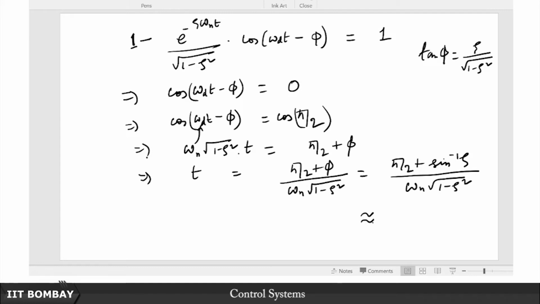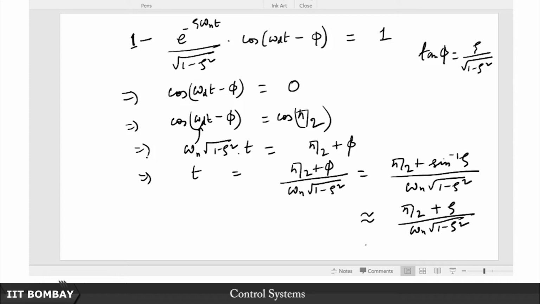Now I am going to make the first approximation, and I am going to say that since it is a lightly damped or underdamped system, therefore I am going to ignore this xi and replace the sine inverse xi with xi itself. So we are going to say that it is almost equal to pi by 2 plus zeta upon omega n square root 1 minus zeta squared.